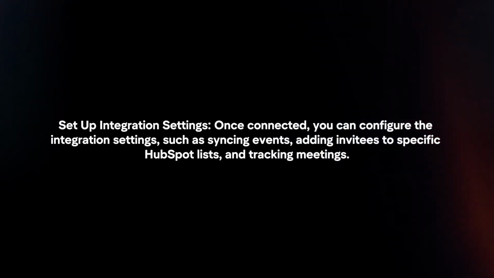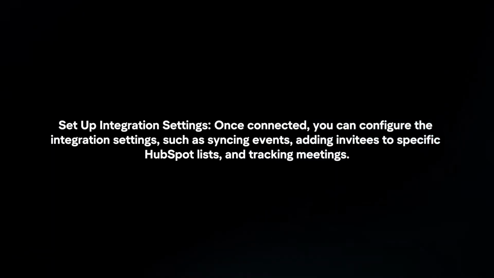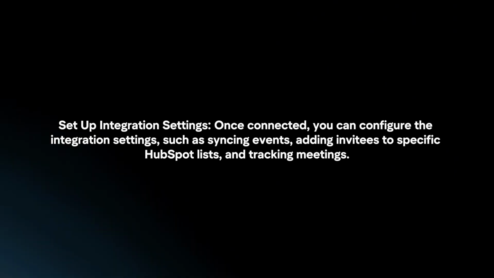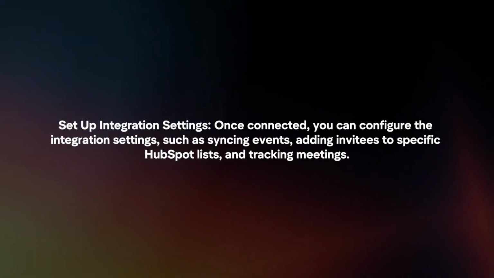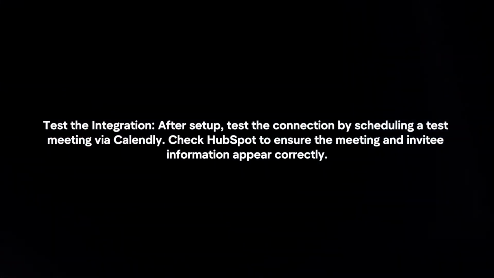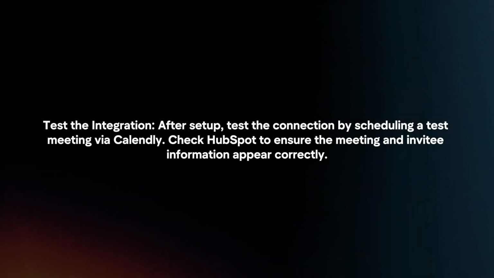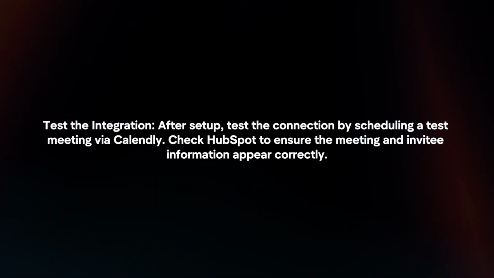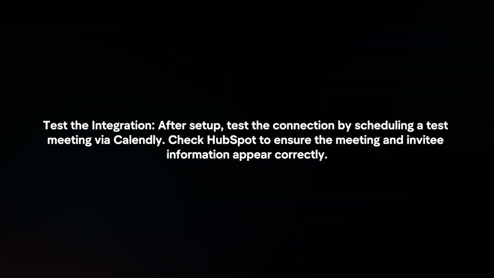Set up integration settings. Once connected, you can configure the integration settings, such as syncing events, adding invitees to specific HubSpot lists, and tracking meetings. Test the integration. After setup, test the connection by scheduling a test meeting via Calendly. Check HubSpot to ensure the meeting and invitee information appear correctly.